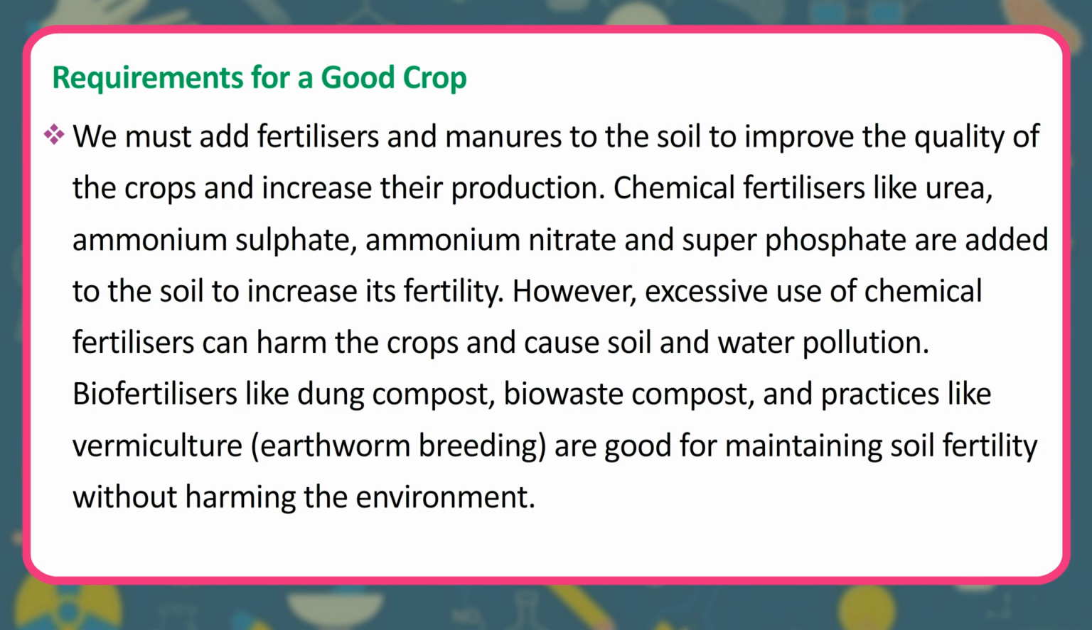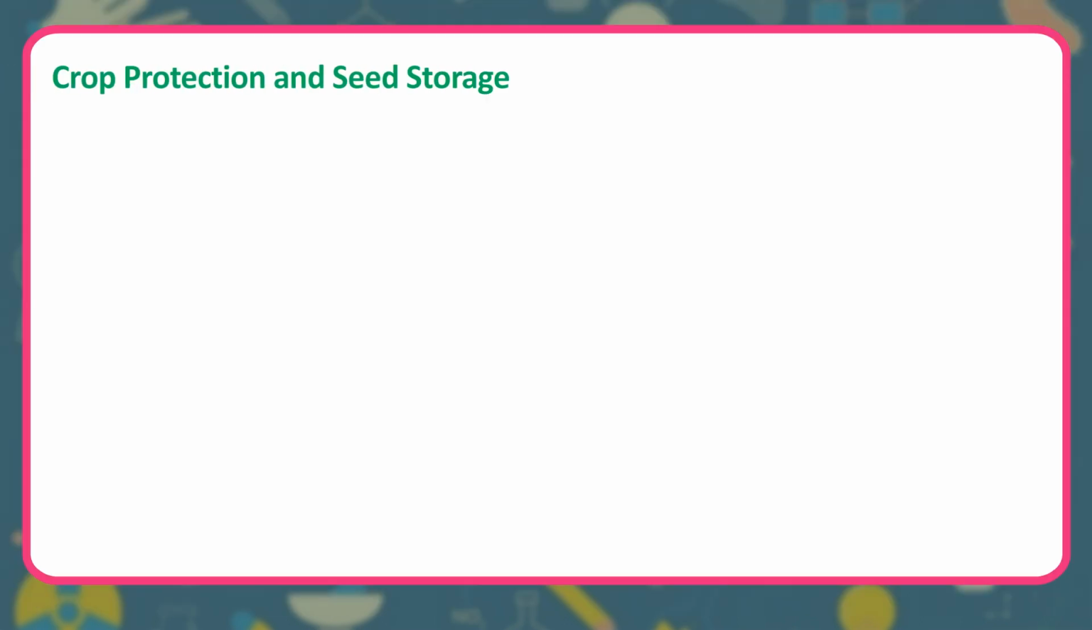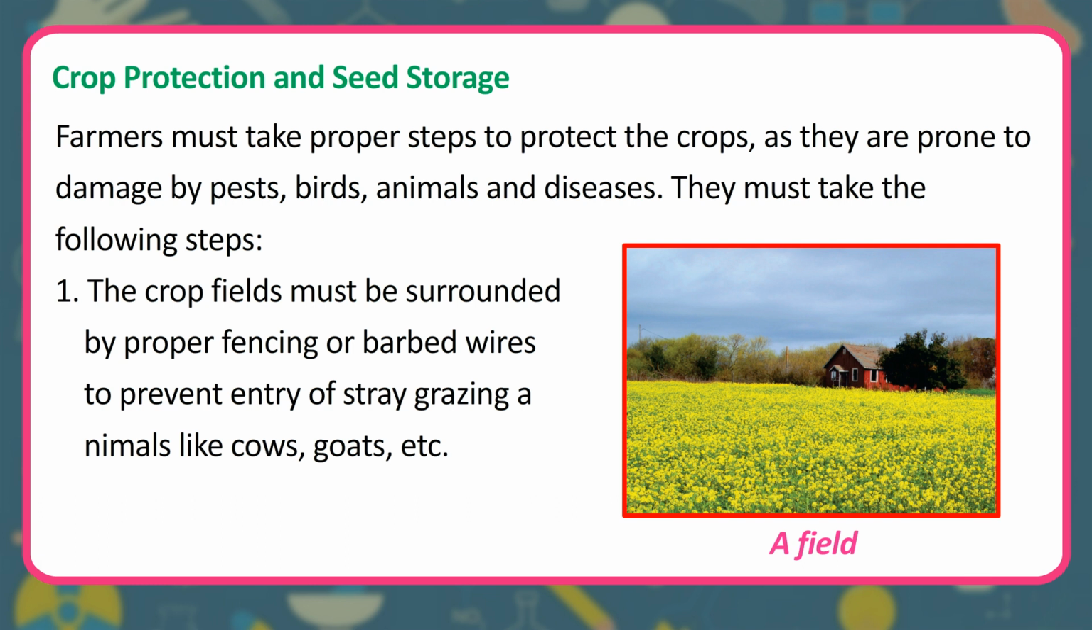Biofertilizers like dung compost, bio-waste compost, and practices like vermiculture, earthworm breeding, are good for maintaining soil fertility without harming the environment. Crop protection and seed storage. Farmers must take proper steps to protect the crops, as they are prone to damage by pests, birds, animals and diseases. They must take the following steps.